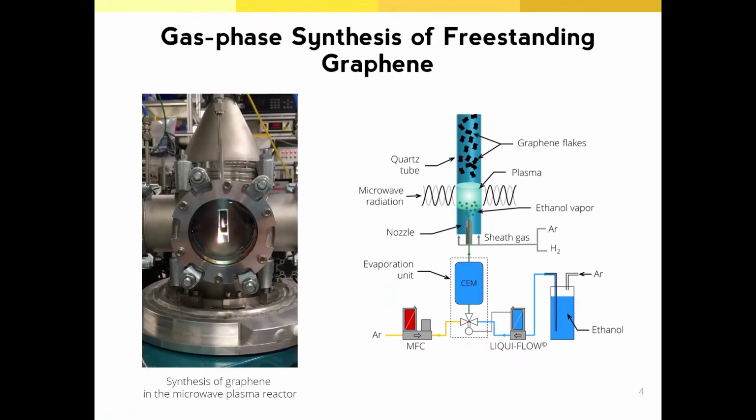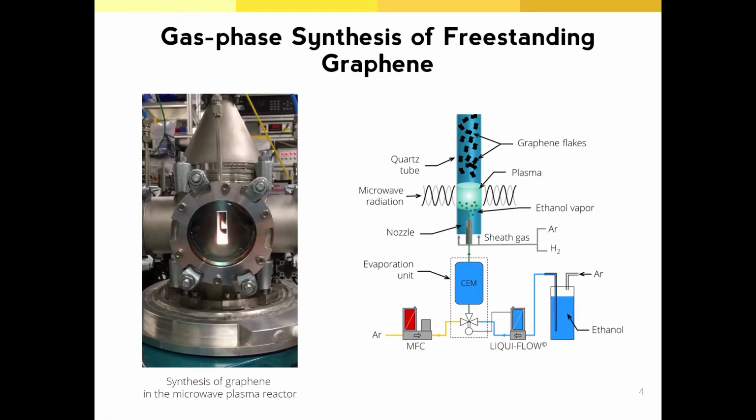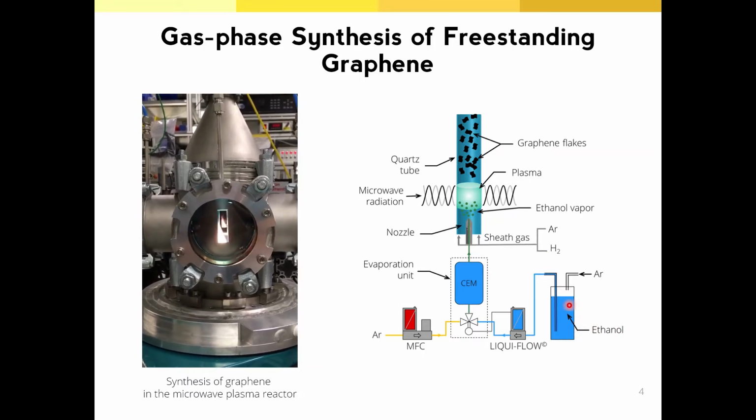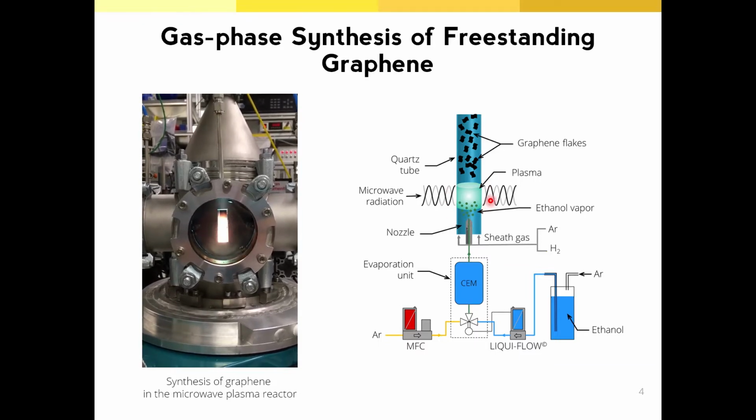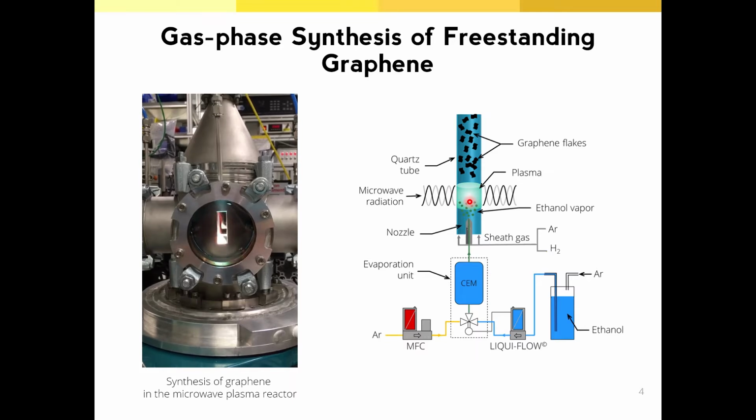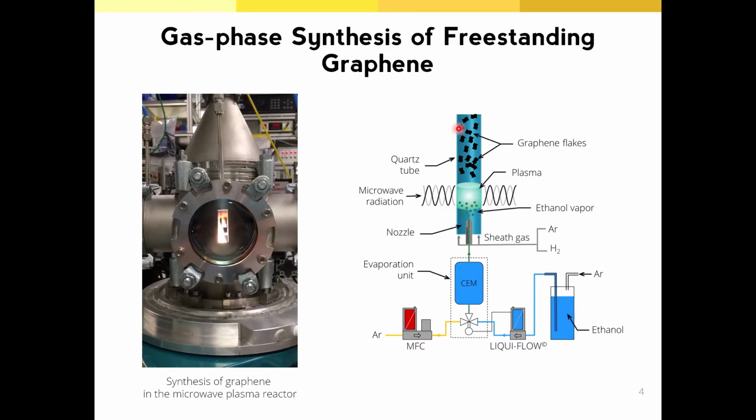So this is a schematic of the synthesis process. We produce graphene from ethanol vapor using microwave plasma. Absolute ethanol is first atomized with argon and then evaporated. We introduce ethanol vapor into the quartz tube through a nozzle, where microwave radiation is focused and plasma is created. That plasma dissociates the ethanol molecules into smaller fragments, and then they reassemble into few layer graphene flakes.